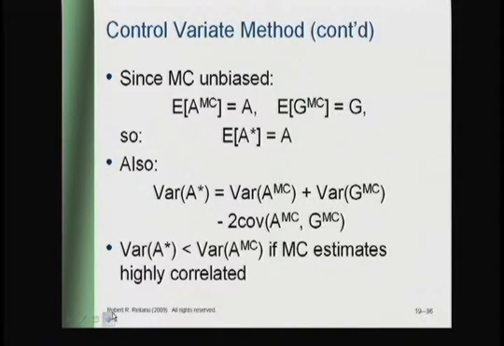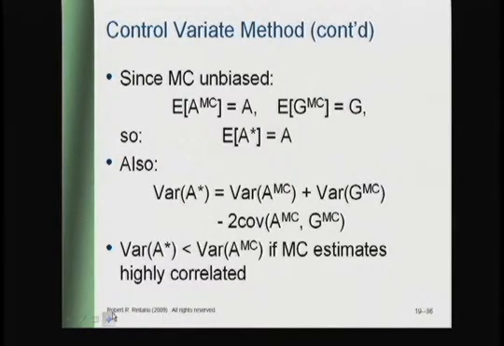In other words, even though I'm making an adjustment in the control variate method, it's an adjustment whose expected value is 0. So it doesn't change the mean. The expected value of A star is the same as the expected value of the Monte Carlo, which is A. So right off, I have an adjustment procedure that doesn't create any bias for me. It leaves the mean of the distribution alone. Now the question is, what about the variance?